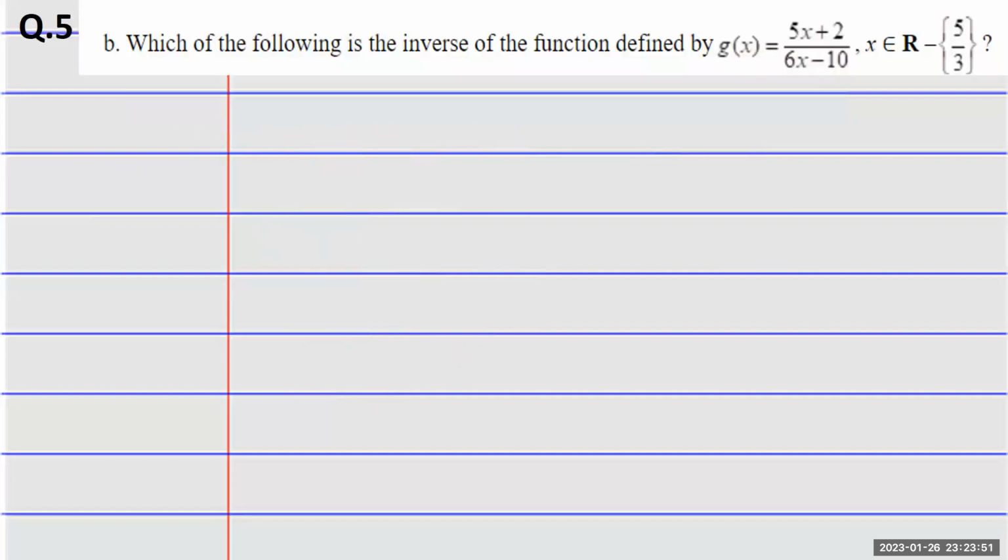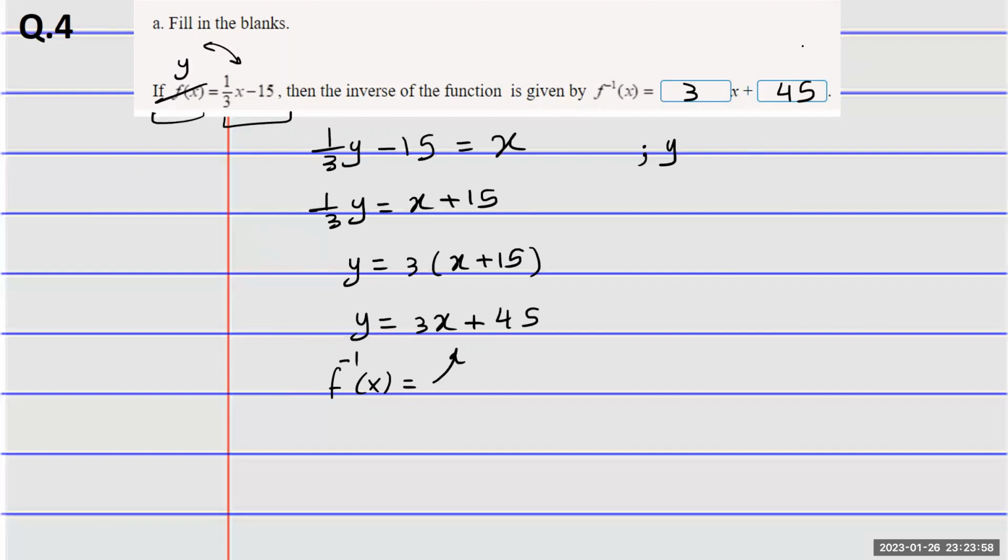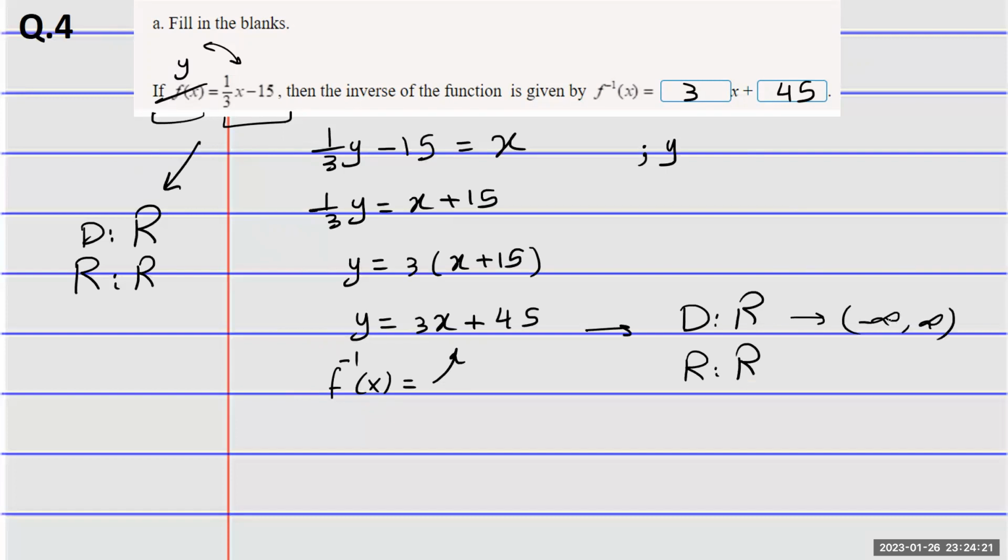Next question. Which of the following is the inverse function defined by g of x? Here, I forgot to tell you, the function here is a linear function. The original function's domain is R and the range is also R. So the inverse will also have domain R and range R. Here, R means the set of all real numbers, negative infinity to infinity.